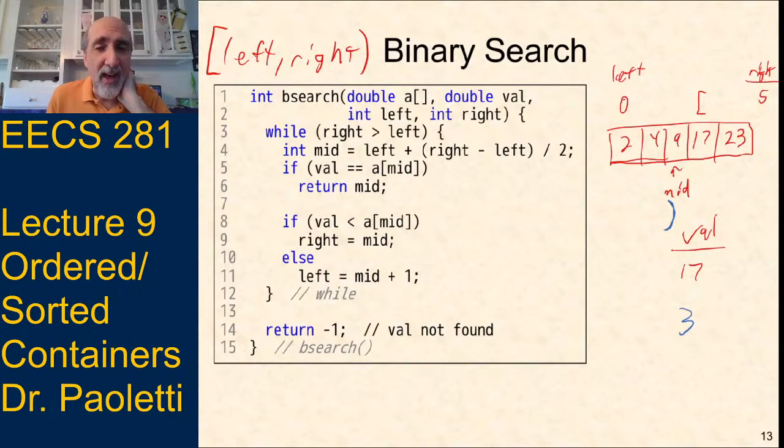But when I move left, because left is inclusive, I set it to middle plus 1 because I don't want to check 9 again. So we either move past the middle if we're looking in the right half, or we move to the middle if we're looking in the left half because of the inclusive-exclusive sense. Okay, so that's an example of using that.